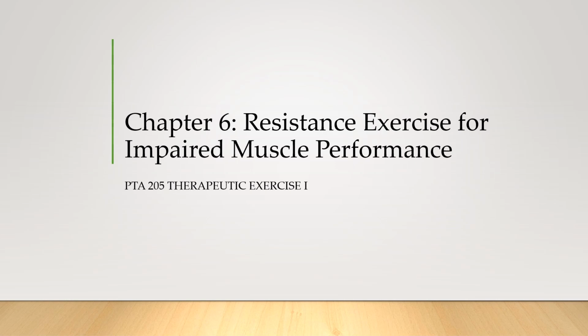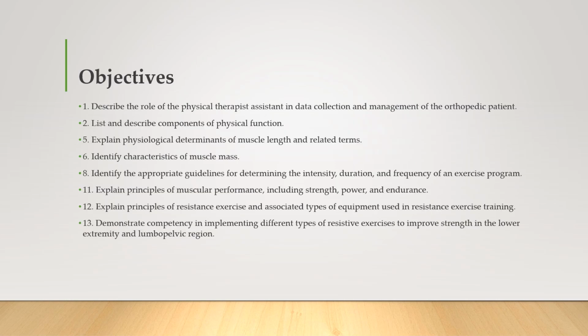Okay, welcome in. We're going to discuss Chapter 6, Resistance Exercise for Impaired Muscle Performance. So some of our objectives today are going to be to describe the role of the PTA in data collection, management of the orthopedic condition, list and describe components of physical function. We'll talk a little bit about muscle length and related terms, identify characteristics of muscle mass, identify appropriate guidelines for determining the intensity, duration, and frequency of an exercise program.